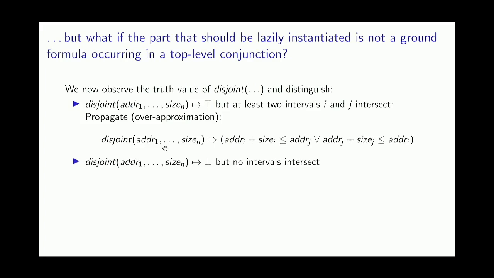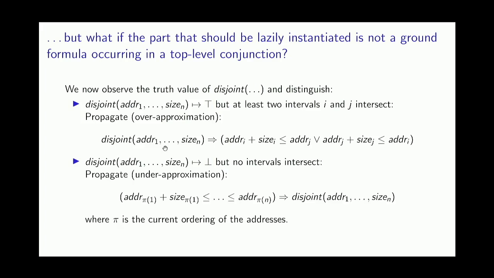The other case, which is in our particular case more difficult, is that the solver says they are not disjoint, but indeed they are. In this case, we need to propagate an under-approximation. For example, we can take the strict ordering, which is not intersecting, as a witness that they are indeed disjoint, and say if they satisfy this property, then they should also be disjoint. Again, the solver has to backtrack.